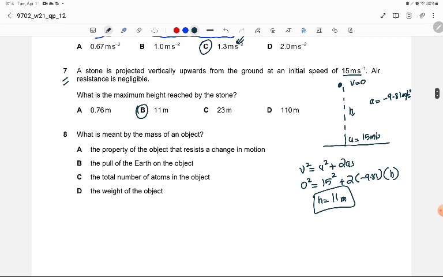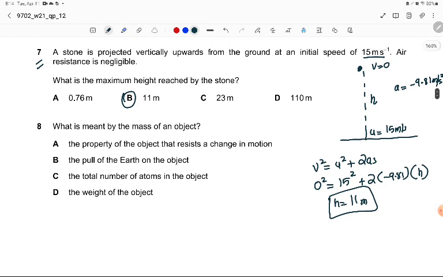What is meant by the mass of an object? क्या होता है mass? इसमें से select करो. D. बेटे mass weight होता है. बेटे यार ऐसा नहीं करो. This is not the right way to do it. Let's just do the B कुछ तो हो गया huh?